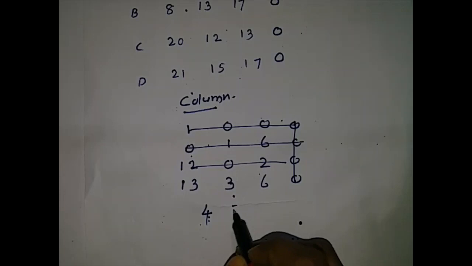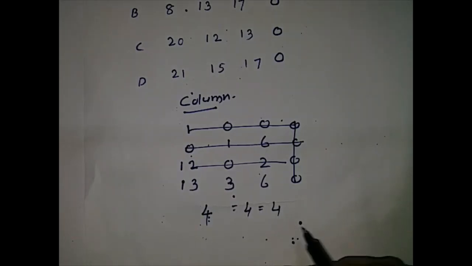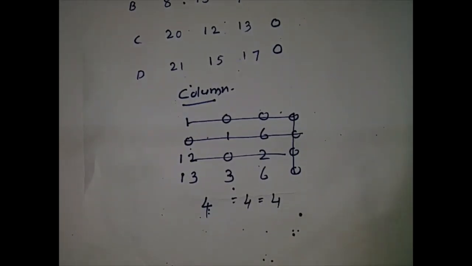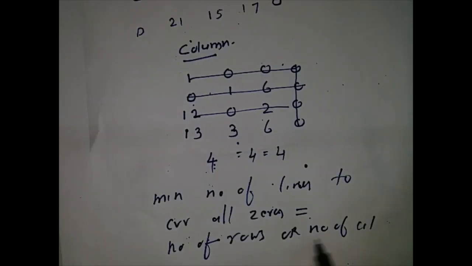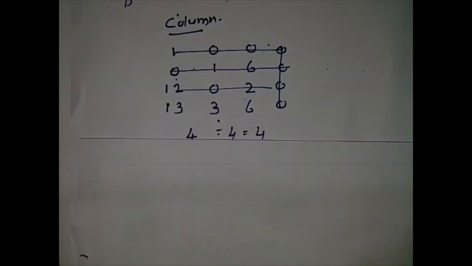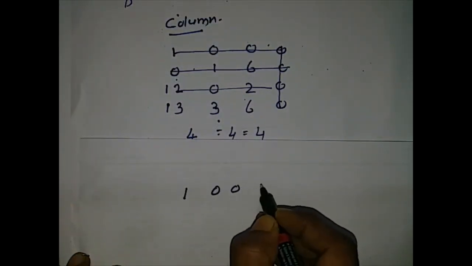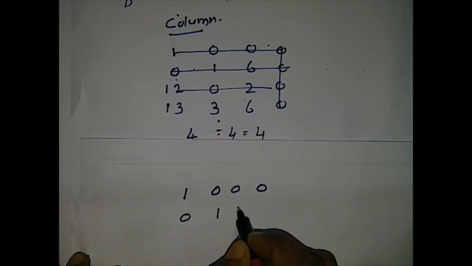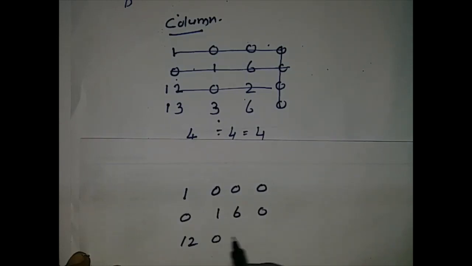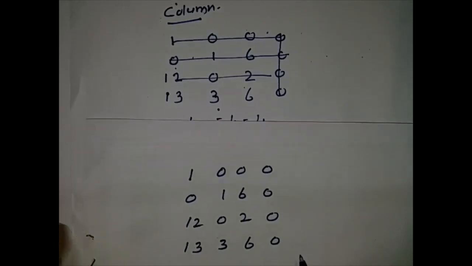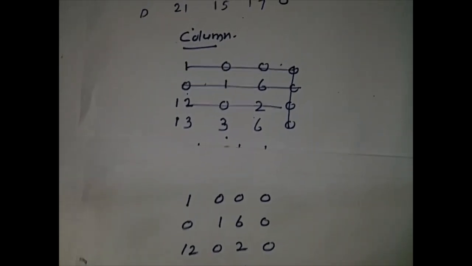Number of columns equal to 4. Number of rows equal to 4. So the minimum number of lines to cover all the zeros is equal to the number of rows or number of columns. So this is our final matrix. Writing this matrix clearly. 1, 0, 0, 0. 0, 1, 6, 0. 12, 0, 2, 0. 13, 3, 6, 0.